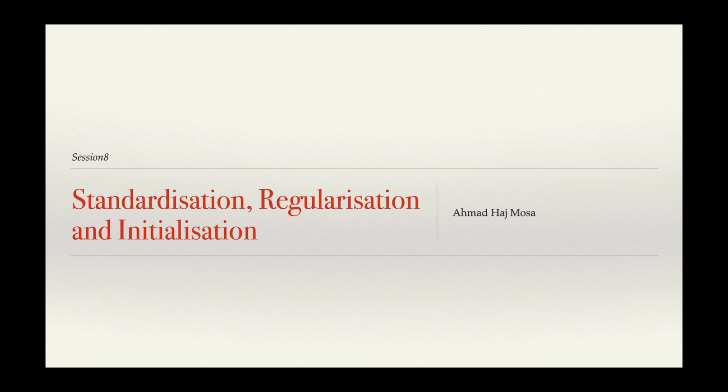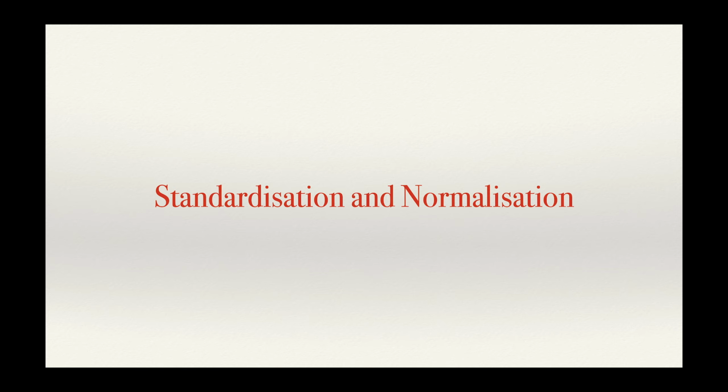And in this part we'll talk about normalization, standardization, regularization, and initialization. These are tricks that can be used to train your network, to avoid overfitting, to increase the speed of training, for example, and to increase the generalization of deep learning and neural network models. So we'll start with standardization and normalization.